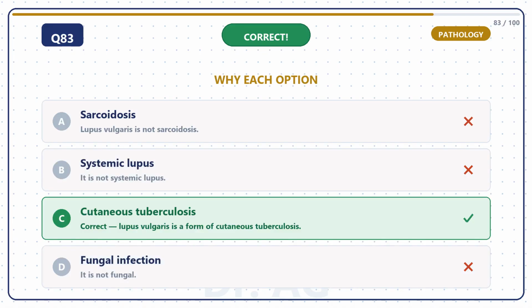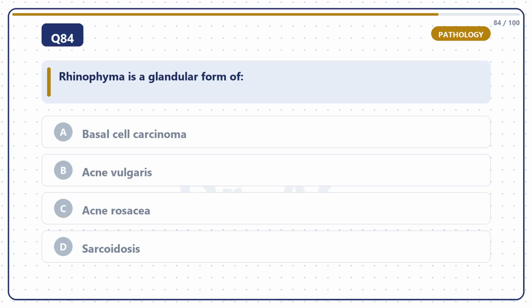Correct. Lupus vulgaris is a form of cutaneous tuberculosis. So, the right answer is option C. Cutaneous tuberculosis. Question 84. Rhinophyma is a glandular form of option A. Basal cell carcinoma. Option B. Acne vulgaris. Option C. Acne rosacea. Option D. Sarcoidosis.